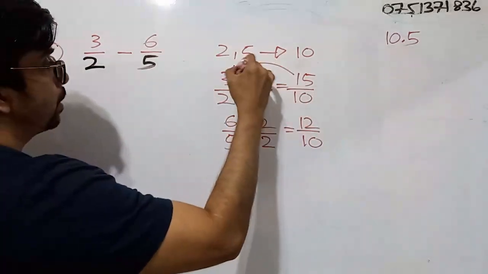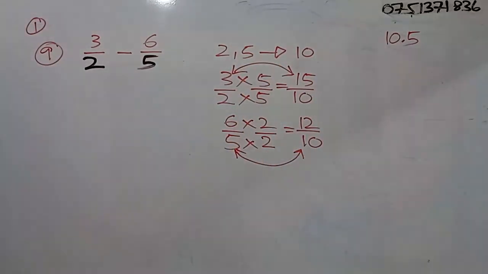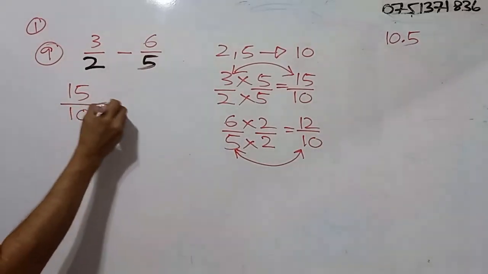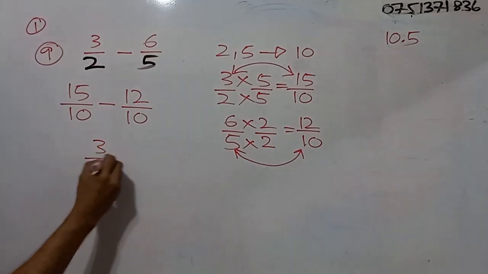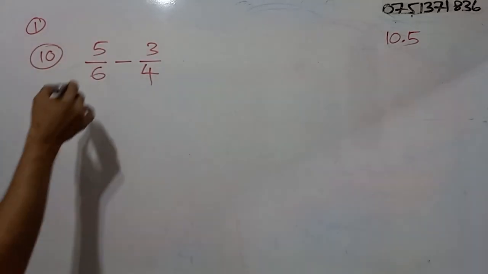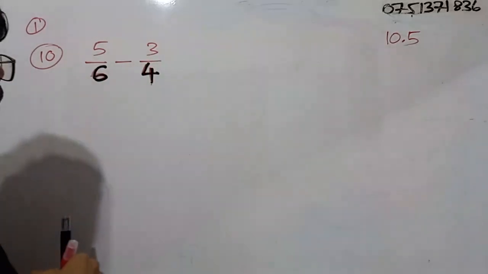Now these two fractions and also these two fractions are what? Equivalent fractions. Right, so I can rewrite this as what? 15 by 10 minus 12 by 10. So here the outcome is what? 3 by 10.